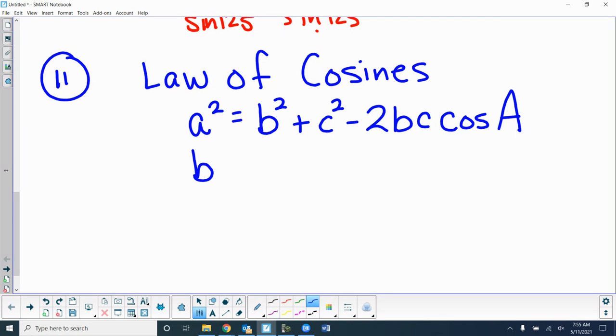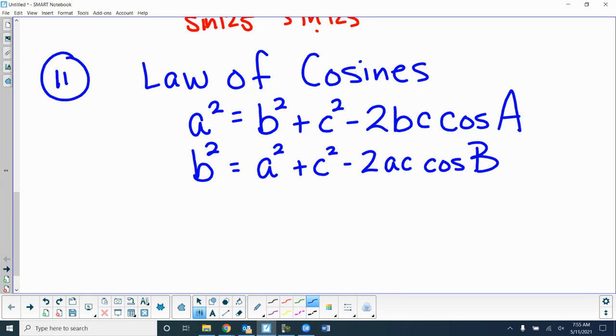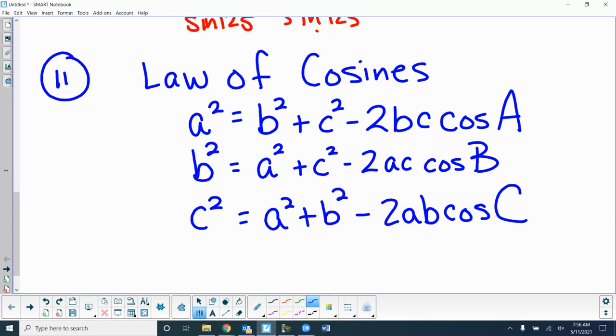And then if you want all three of them, you can just interchange the A's and the B's and the A's and the C's too. If you start with b squared, it's a squared plus c squared minus 2ac times the cosine of angle B. Where some of us mess up is we forget it's minus 2 there. Sometimes we put plus. And then if it's c squared, it's a squared plus b squared minus 2ab cosine of angle C. All right, so those are the three ways that the law of cosines could look.